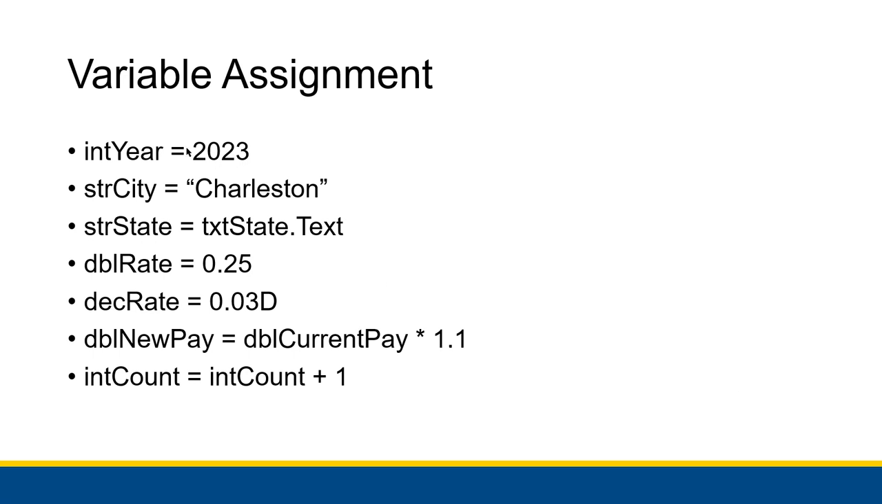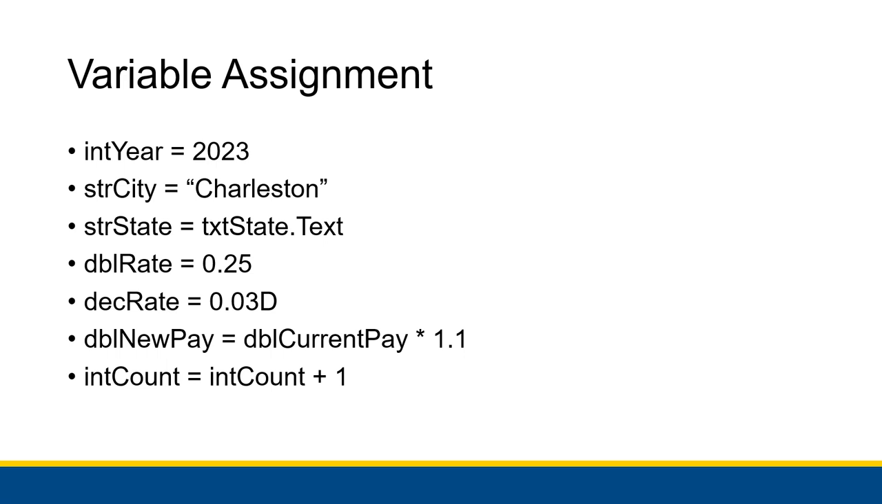Here are some examples of variable assignment. You can see that the variable types indicated by the IDs at the very front are the same as the types of the expression on the other side. Especially here with double new pay, we know that this variable double current pay is a double, and we are also multiplying it by a double, so we can be reasonably sure that we get a double out of it. Now, the fifth example, decimal rate equals 0.03D.